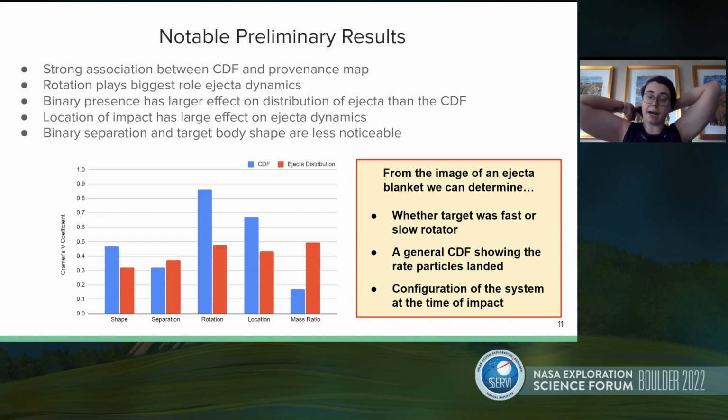But we did see a very high association between CDFs and provenance maps, which suggests that looking at an image of a crater and an ejecta blanket, we should be able to, in the future, backtrack and potentially extract a CDF that would tell us more about the rate at which particles landed for that impact.